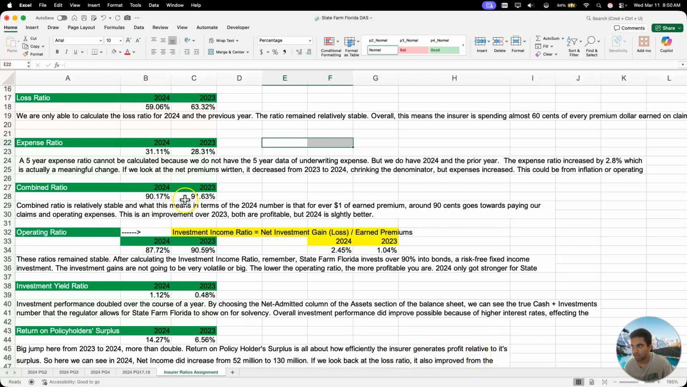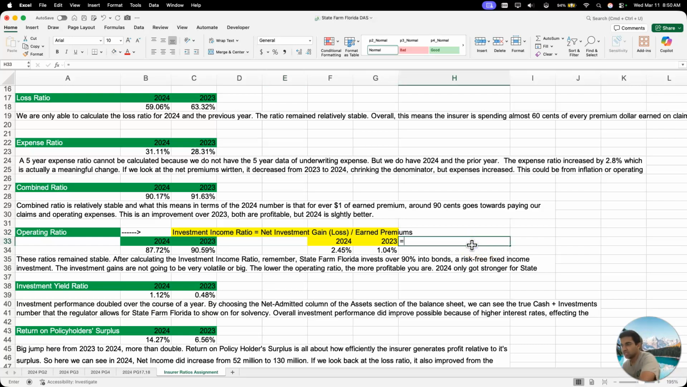So let's look at the operating ratio, and it tells you that it is the combined ratio, which we just calculated right here, minus the investment income ratio. But it doesn't tell us what the investment income ratio is. After a little research, we got the investment income ratio, which is your net investment gain or loss divided by your earned premiums. How do we find this number?